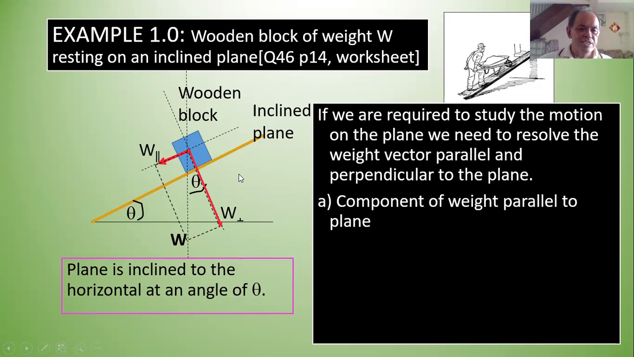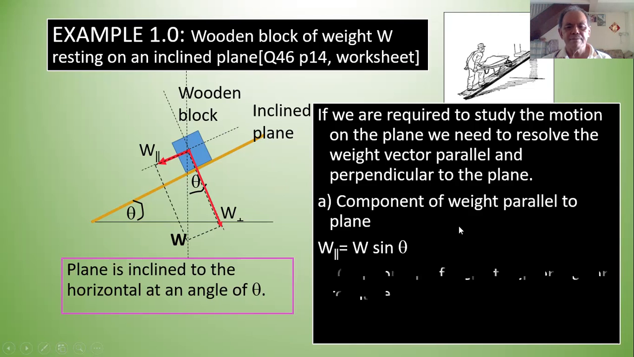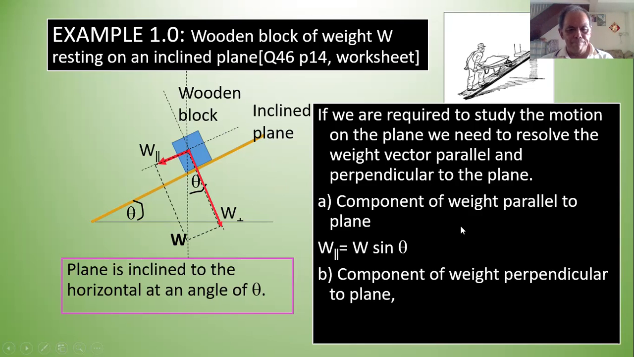We will be using this later on as we study physics, inclined plane. So parallel, you must be able to recognize. Far away from this angle, so it's W sine theta. Perpendicular to the plane, it's W cos theta. That's your W, the resultant. One force there, we resolve into the components.